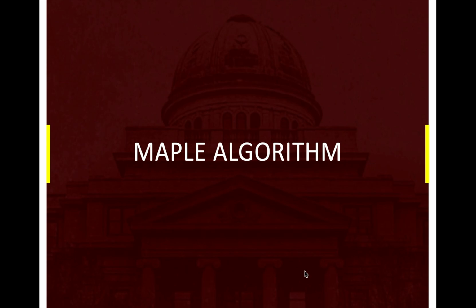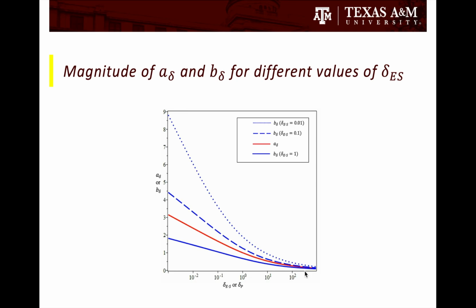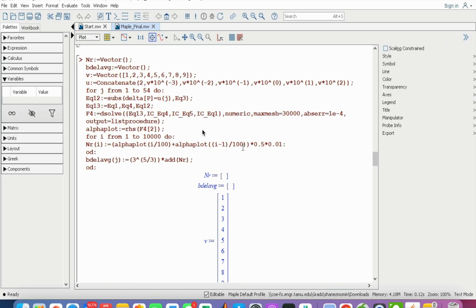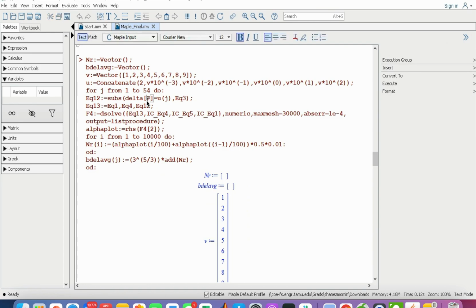Next, we'll look into our Maple algorithm to see how these constants vary with the change in delta ES and delta P. This is our result of the Maple simulation. Let's look into our Maple algorithm. So now let's see the Maple code for both A delta and B delta constants.